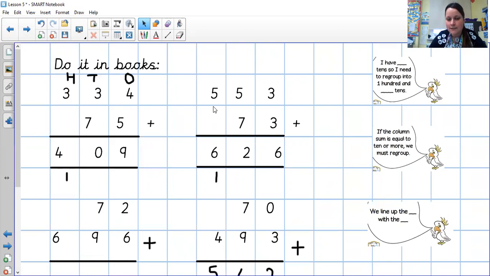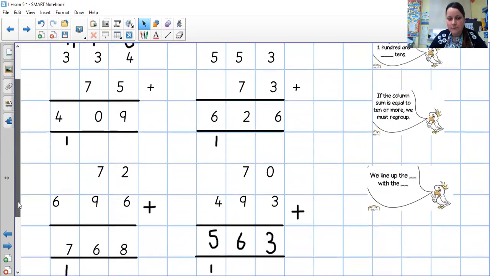Okay, the next calculation, the next sum, 553 add 73. So I'm going to add my 1s, 3 1s add 3 1s equals 6 1s. 50 add 70, so we're adding our 10s now, equals 120, 12 10s. So I'm going to regroup my 12 10s into 100 and 2 10s. Then I'm going to add my hundreds, 500 add 100 equals 600. So the answer is 626.